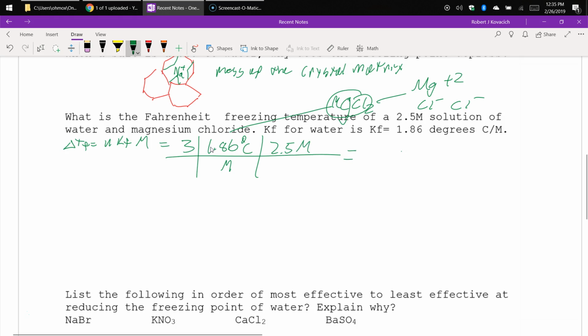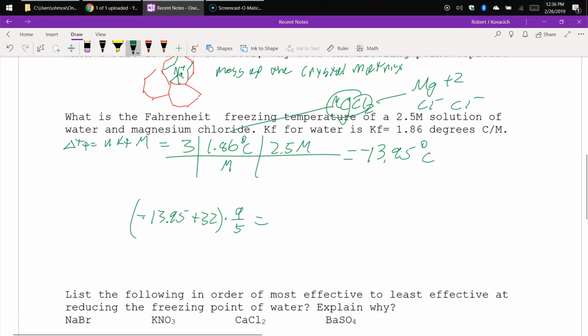All right, so I've got 3 times 1.86 times 2.5, so I get 13.95 degrees Celsius. So the temperature change is 13.95 degrees Celsius. That's the change. So that means the new freezing point is going to be negative 13.95 degrees Celsius because the freezing point of water is 0. So now what's the new freezing point of water in degrees Fahrenheit? So that would be negative 13.95 plus 32 times 9/5.